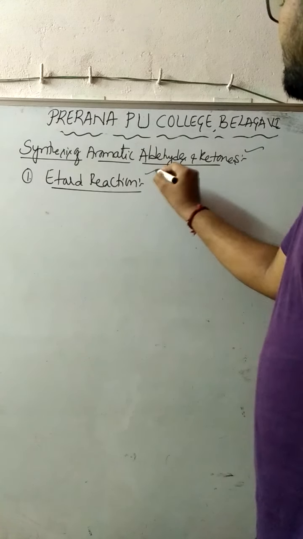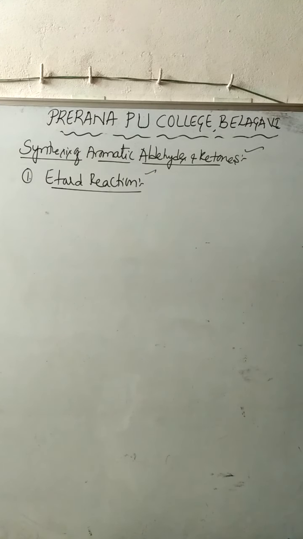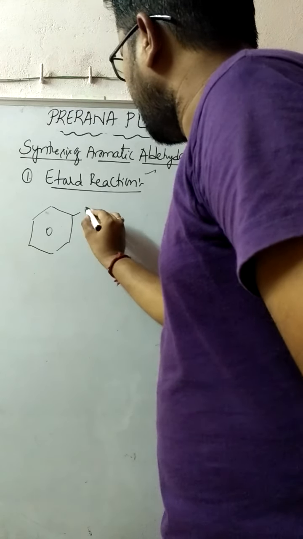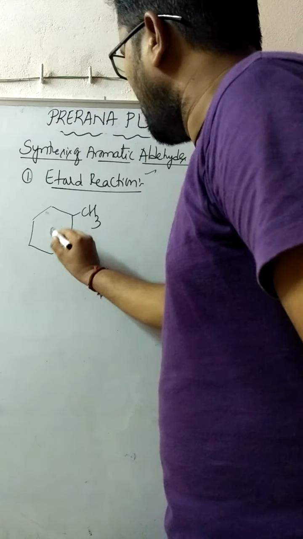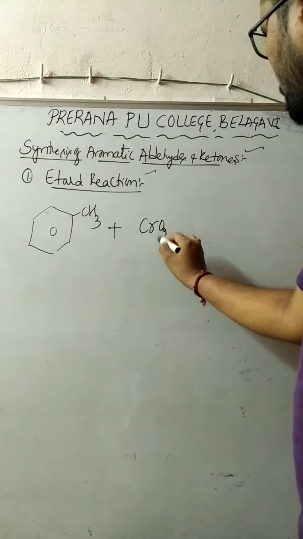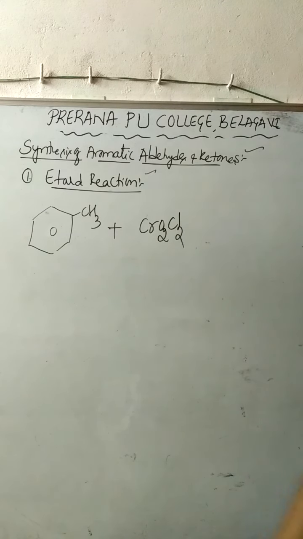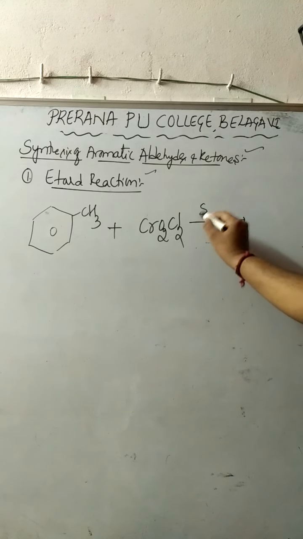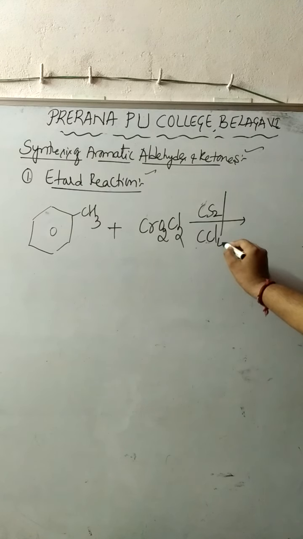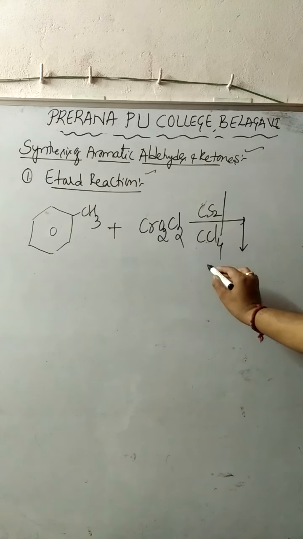So let us discuss the first one, which is called the Etard reaction. This Etard reaction is again a named reaction. In this reaction, the major reactant is toluene. This toluene is made to react with chromyl chloride, which is given by the formula CrO2Cl2, in the presence of carbon disulfide solution, or you can also use carbon tetrachloride solution, such that it gives rise to an intermediate called a chromium complex.